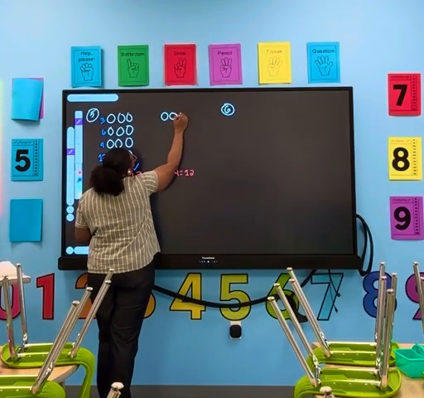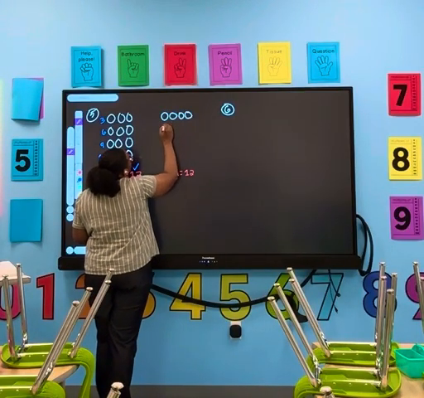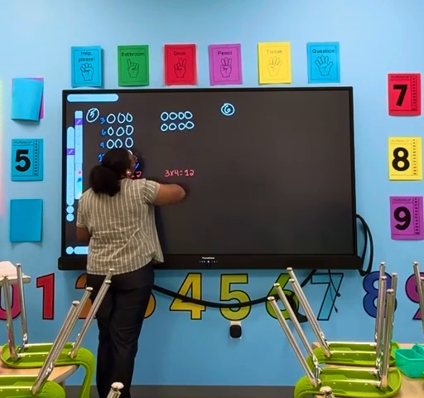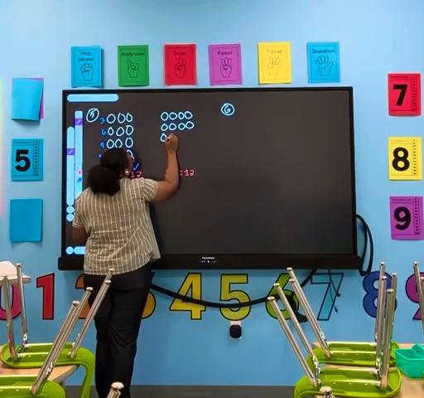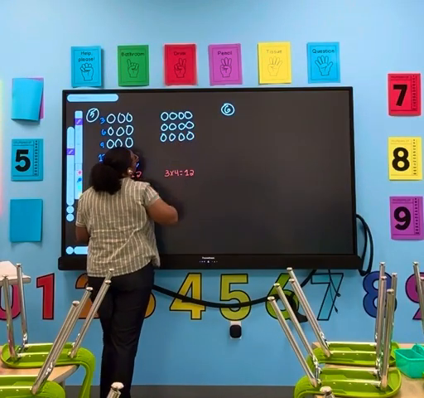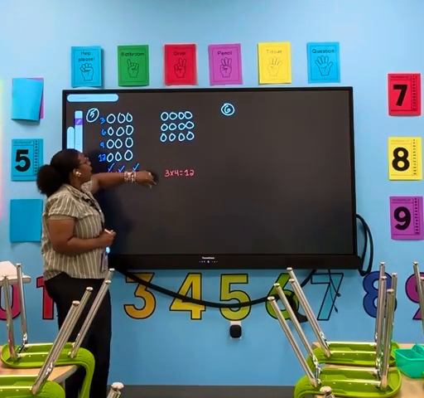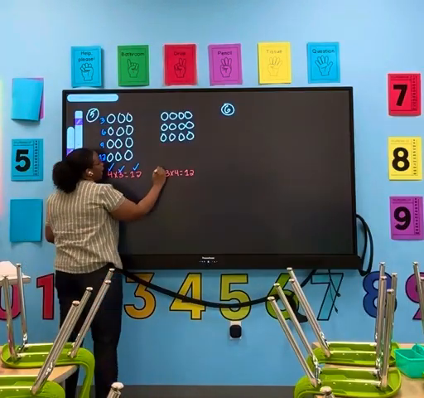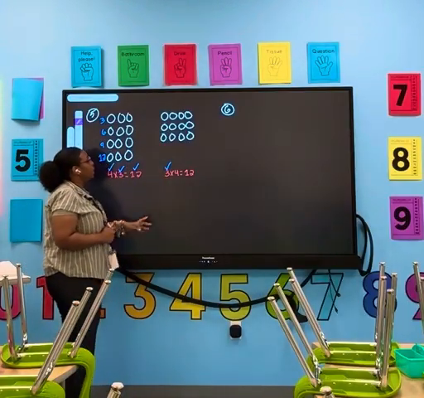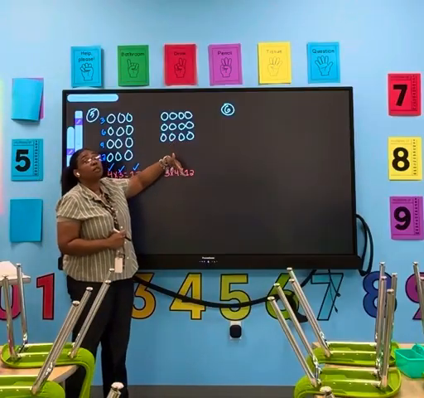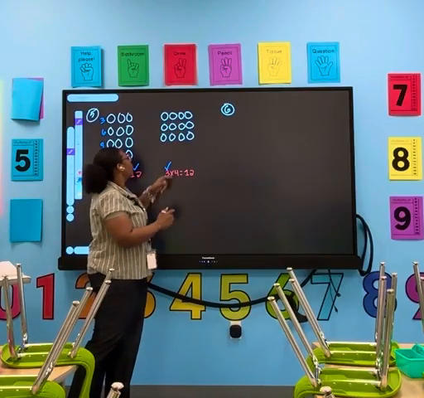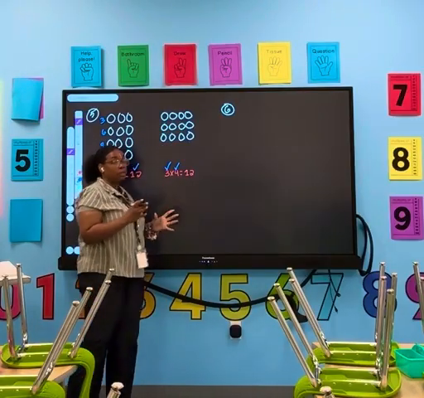1, 2, 3, 4. That's 1 row. 1, 2, 3, 4. That's 2 rows. 1, 2, 3, 4. That is 3 rows. So now I have 1, 2, 3 rows, which is the 3 that I have here. And I'm going to count how many I have in each row, or how many columns I have. I should have 4. So this is going to be 1, 2, 3, 4. So that works out too.